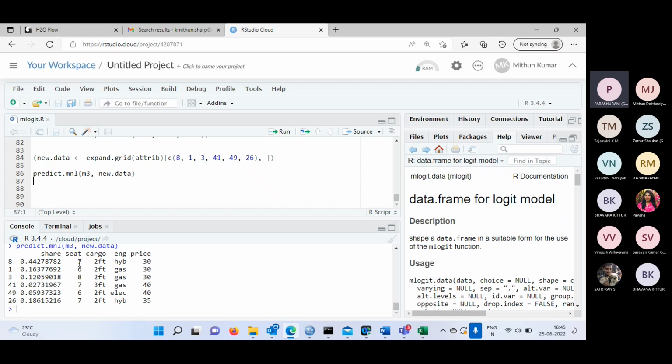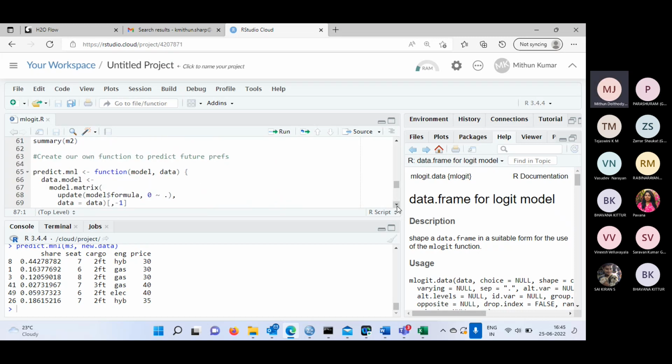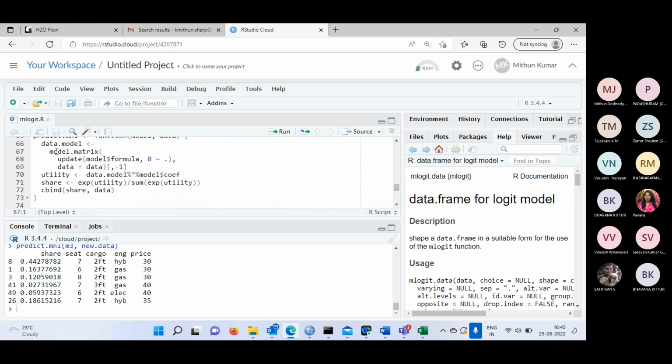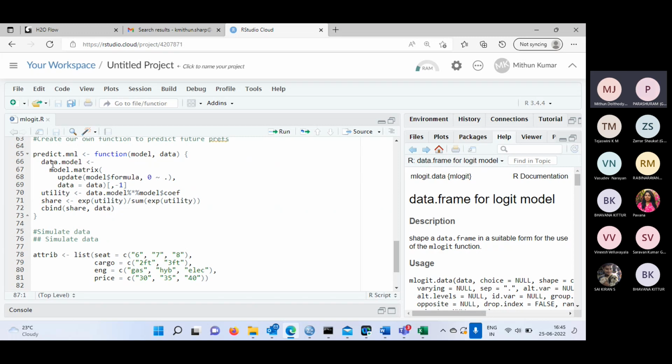Here, where do you refer to the utility value? See, let's just go back. This is the predict.mnl code, right? Inside the code, we are calculating the utility and the share, but we are not displaying utility. Yes, that was my question.